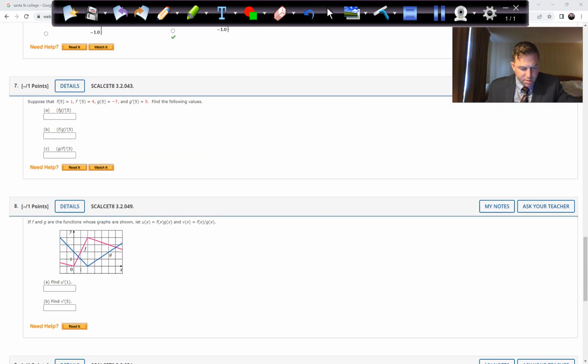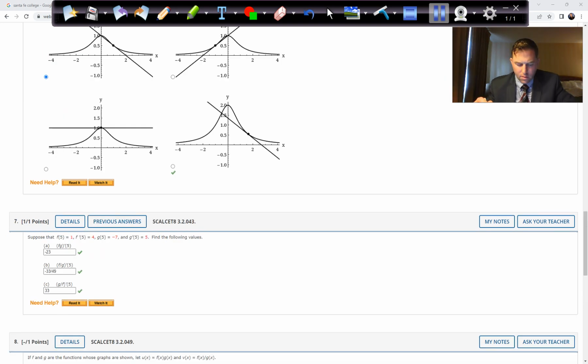Okay, problem 7. Suppose that f of 5 equals 1, f prime of 5 equals 4, g of 5 equals negative 7, and g prime of 5 equals 5. Find the following values. (fg) prime of 5. Okay, in problem 7, they want us to use, and I'm kind of amazed that I hadn't shown you this yet, another rule called the product rule.